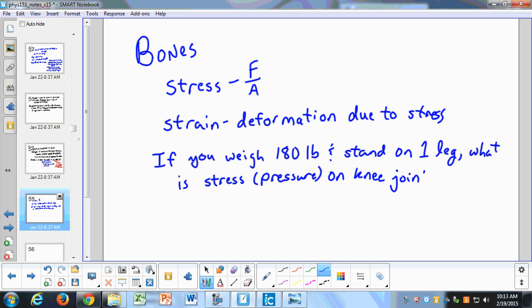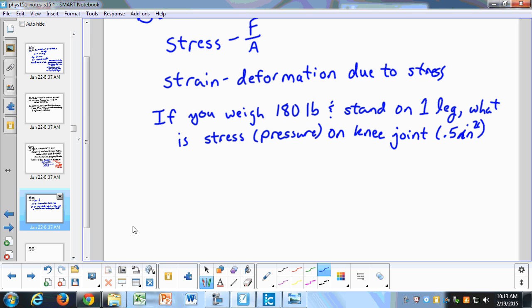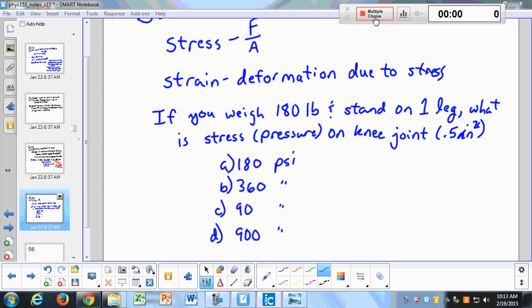And just take a rough estimate, say the knee joint is about a 1/2 inch square. So if I weigh 180 pounds and I stand on one leg, what is the pressure? Is it A, 180, B, 360, C, 90, or D, 900? These are all in PSI, pounds per square inch. Which is it? If I weigh 180 pounds standing on one leg, so I have all that force on one leg, what is the stress on my knee joint?